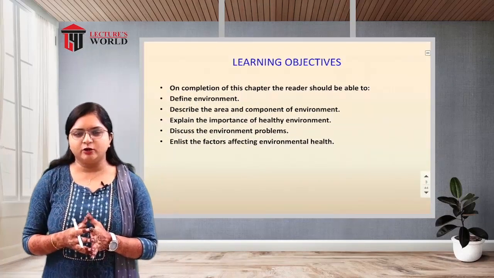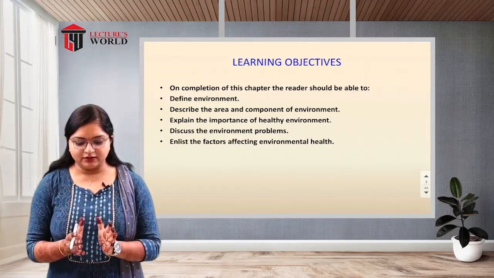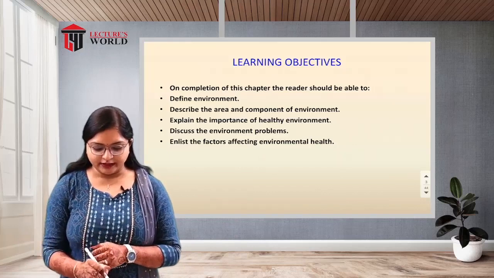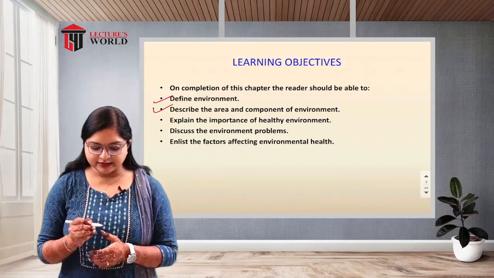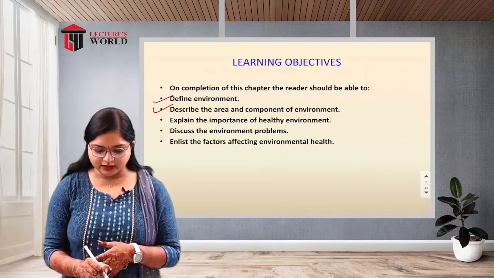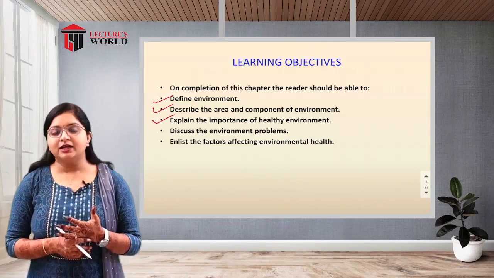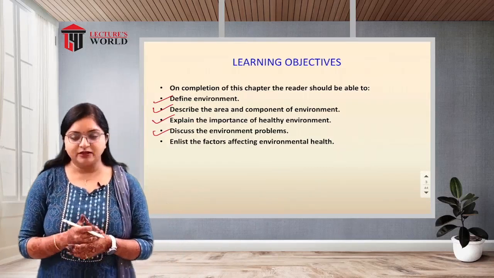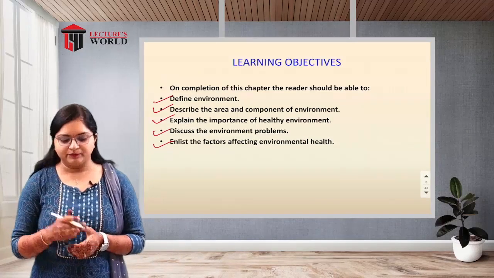So basically, what is the learning objective of this unit? Why are we learning this unit in nursing? On the completion of this chapter, the reader will be able to define environment, that is, what the meaning of environment is. Then describe the area and components of environment, which components are included in the environment. Then he or she will be able to explain the importance of a healthy environment, why it is needed. After that we will discuss the environmental problems, and lastly the factors which can affect environmental health. Now we will see one by one.